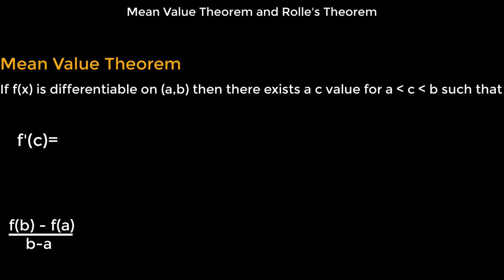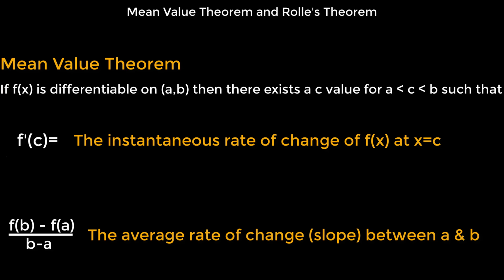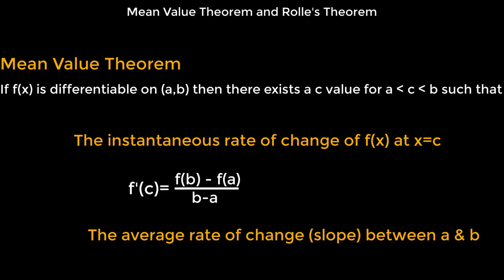If we're looking at that f prime of c, what does that mean? That is the instantaneous rate of change of that function at c. Breaking down the right side of the equation, that's just a slope formula, the average rate of change between a and b. So in English, if we compute the slope between two values on a differentiable function, then there is some point between those two whose instantaneous rate of change, or derivative, at that point is the same as the average rate of change between those two that we computed earlier.